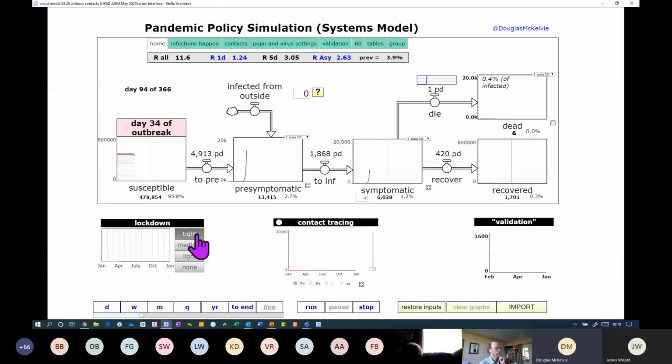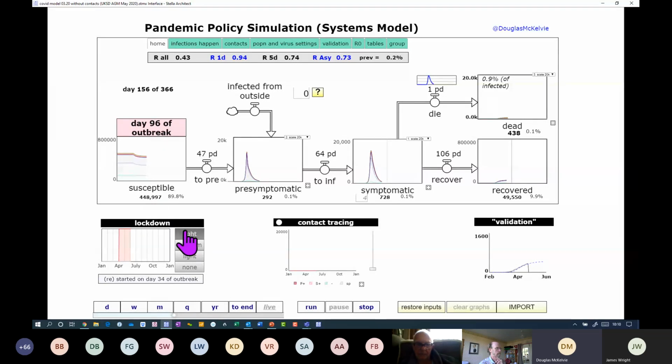So if we impose a tight lockdown, you can see that the spread is contained and the number of susceptible people goes down to about 440,000. And if we keep the model going, then eventually, somewhere into the autumn, the infection goes away. But we've locked down the whole of society for a huge period, and that may not be sustainable.